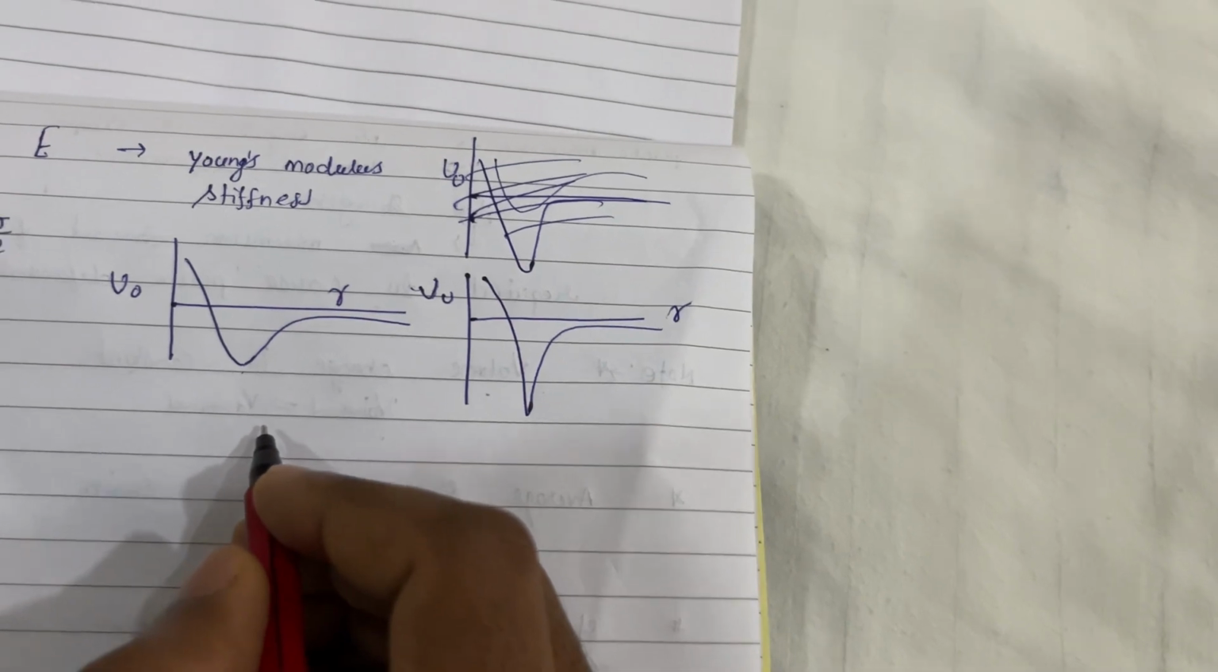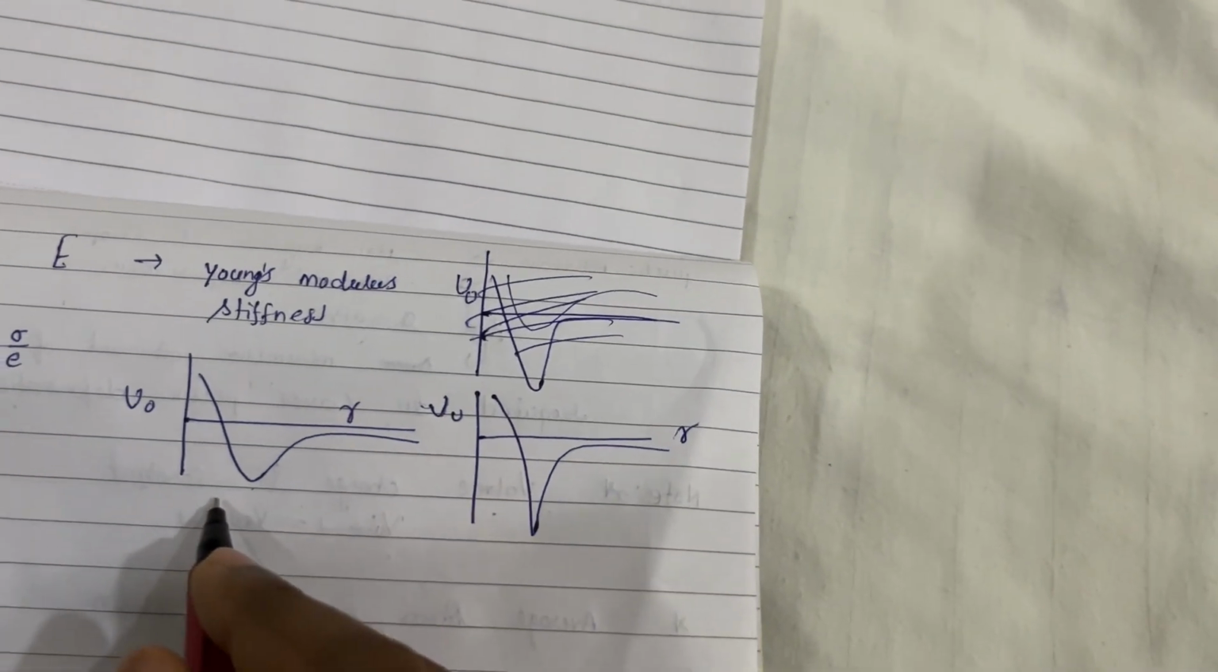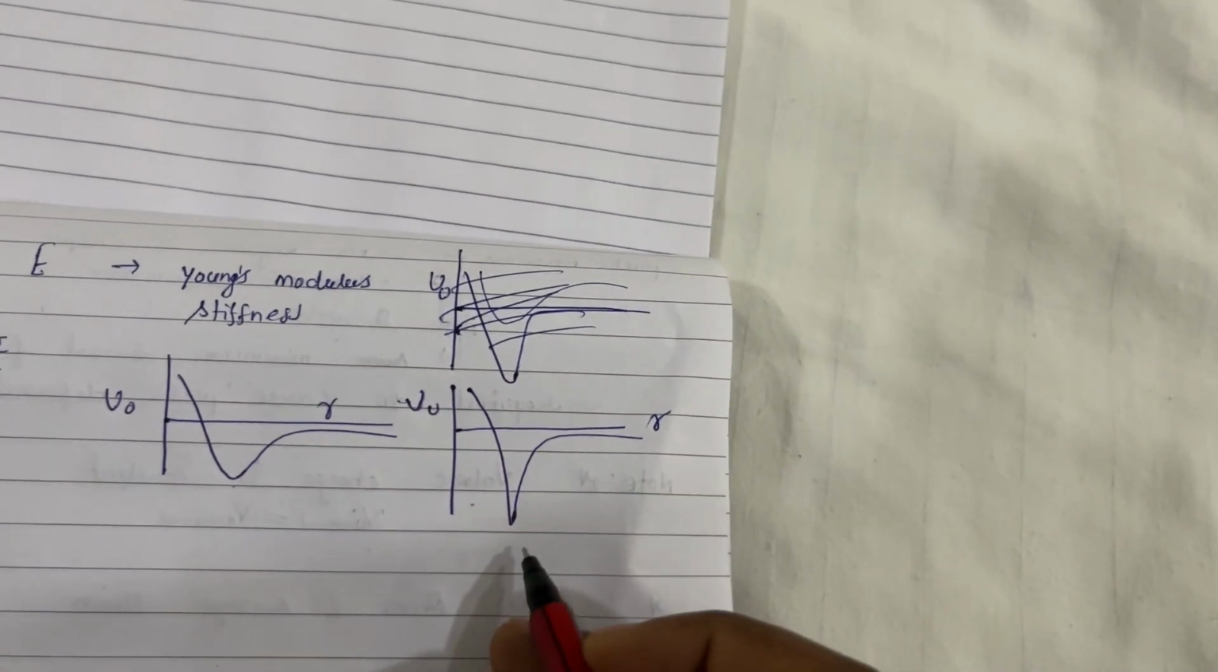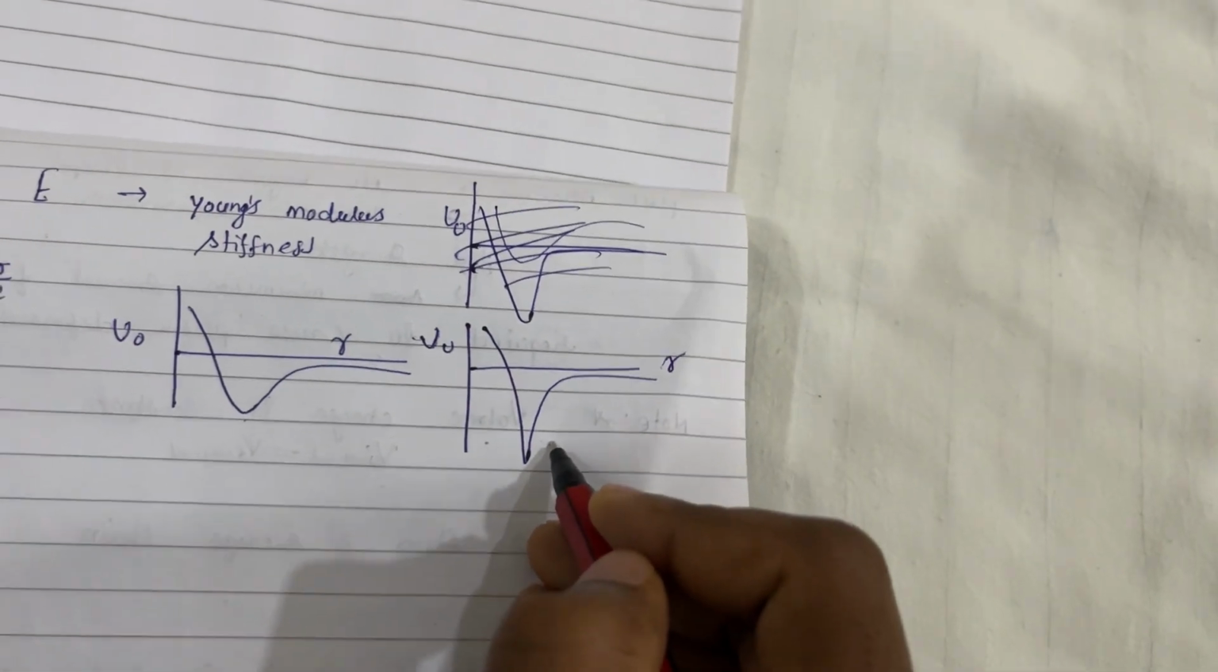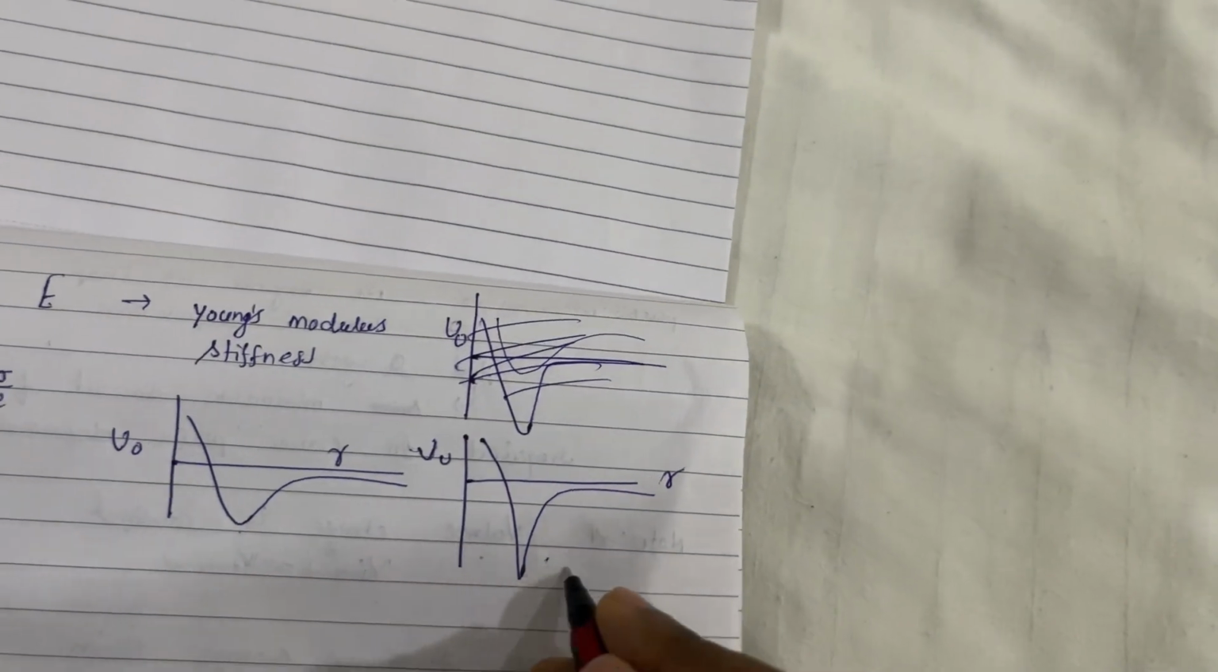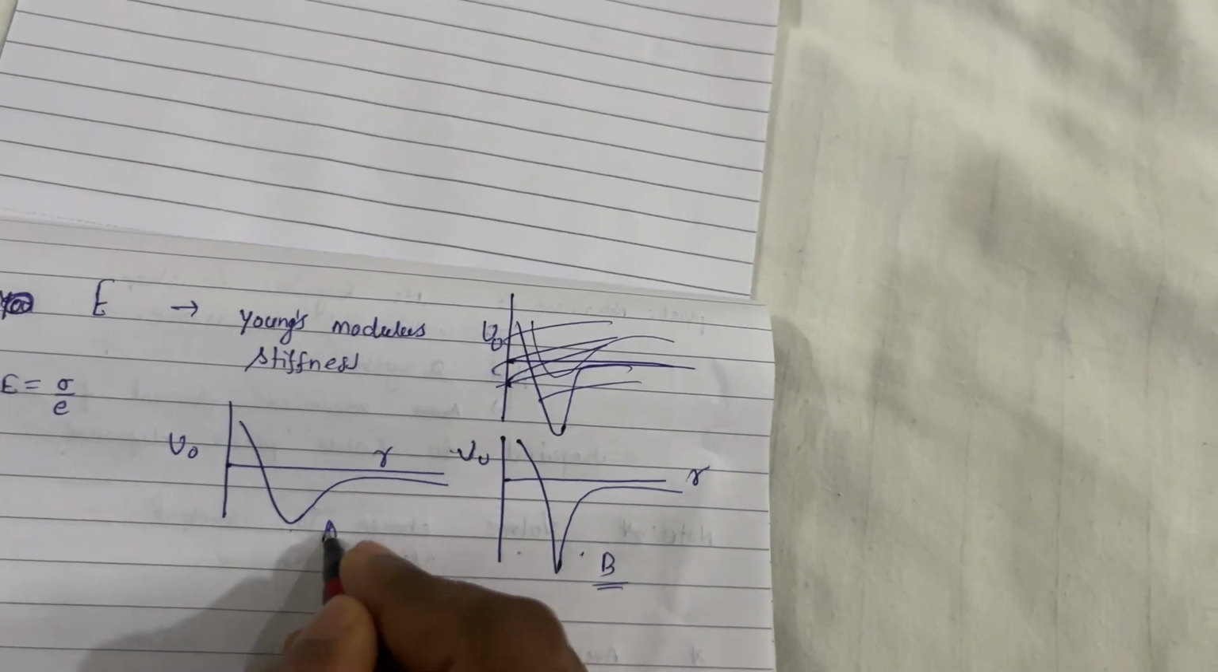Okay, so tell me in which case the Young's modulus is going to be higher. The depth here is higher, so Young's modulus of curve B is going to be more than curve A.